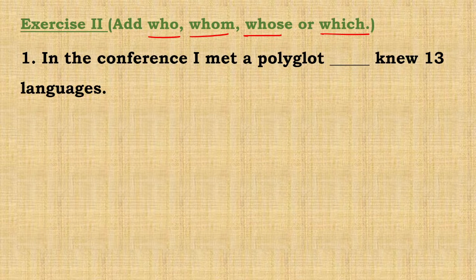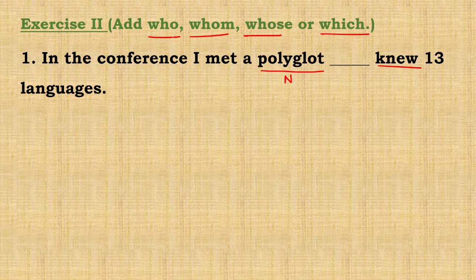In the conference I met a polyglot dash knew 13 languages. Here we are speaking about the polyglot. I think we got this word in one word substitutes. Polyglot, poly means many, glot is a person who speaks. One who speaks many languages is a polyglot. Now, this noun is about the person who knew many languages. Now, can you tell me which is your answer?